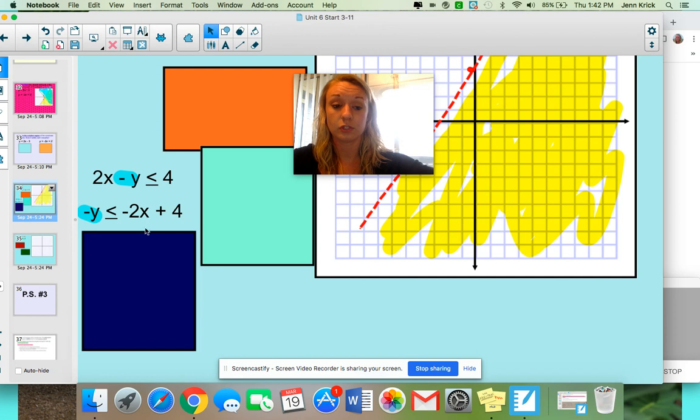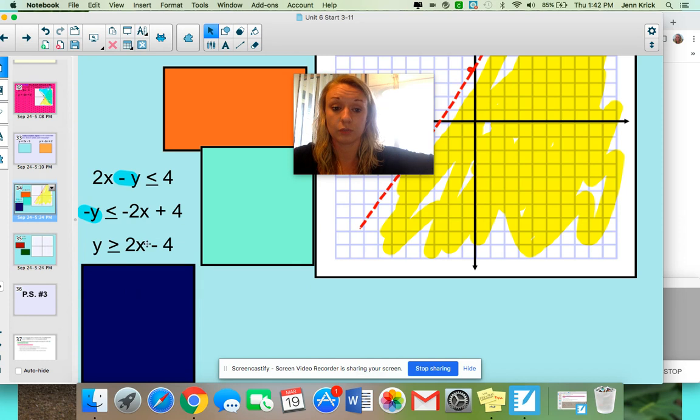Now, we can't just have it being negative y. It has to just be a straight variable, it has to be positive. Therefore, we will divide every single piece of our inequality by negative 1. But hopefully that's kind of a clue in your mind. You're like, uh-oh, I'm dividing by a negative. I'm going to have to change my sign around. So when you do that, here's what you have. You've got y is greater than or equal to 2x minus 4.